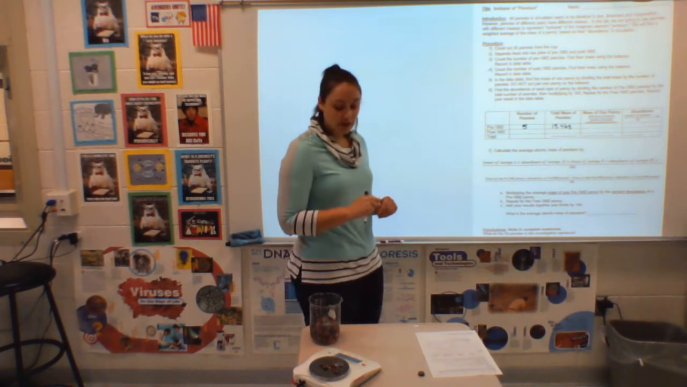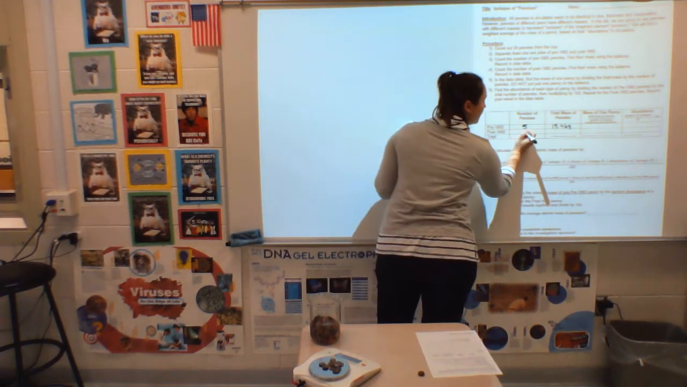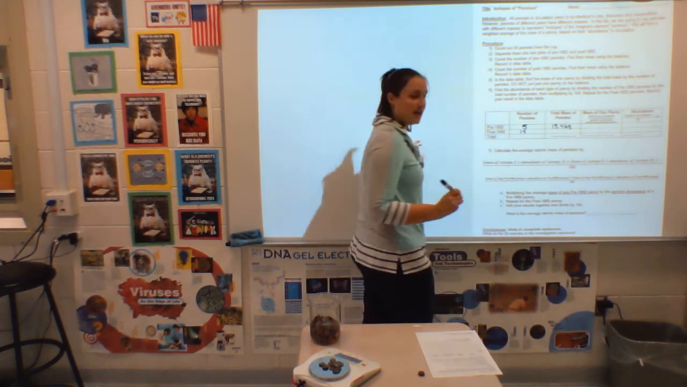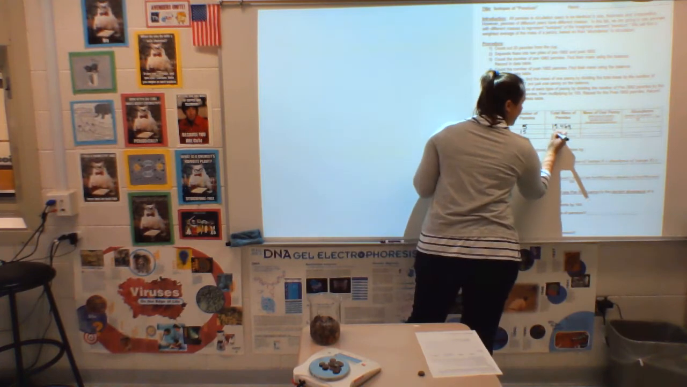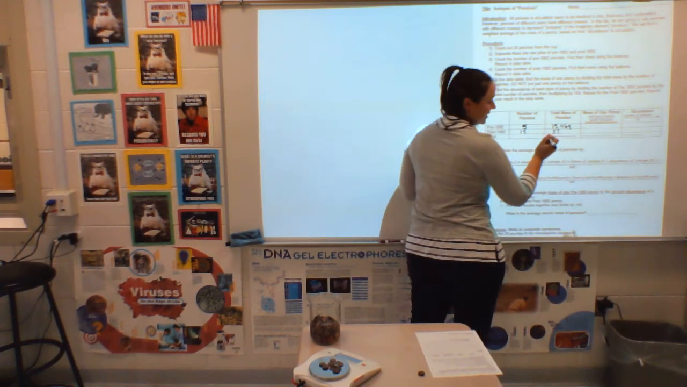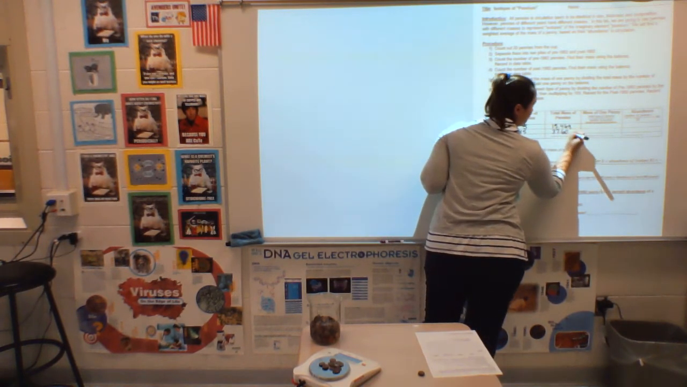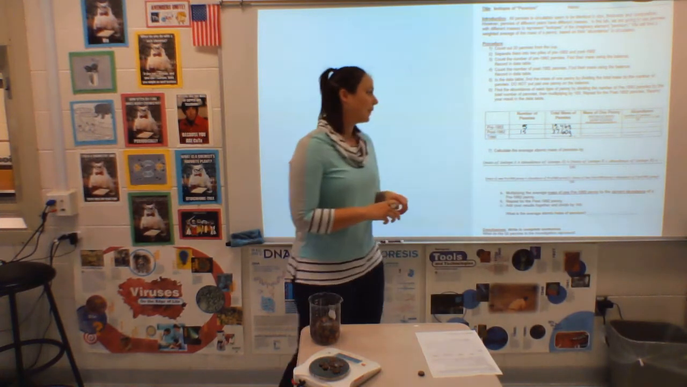So what I'm going to do here is put that there were 15 of these pennies and they had a mass of 37.60 actually grams.